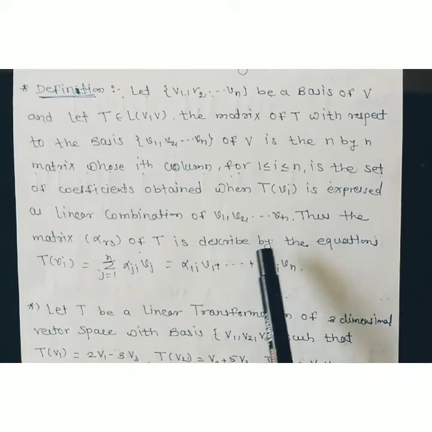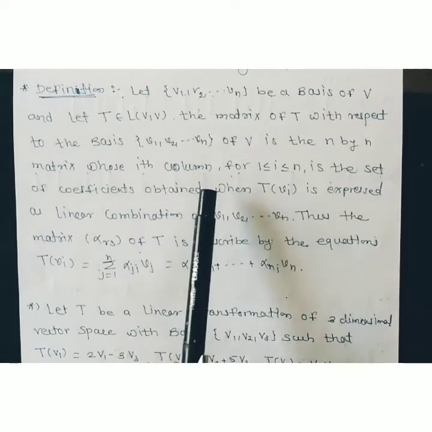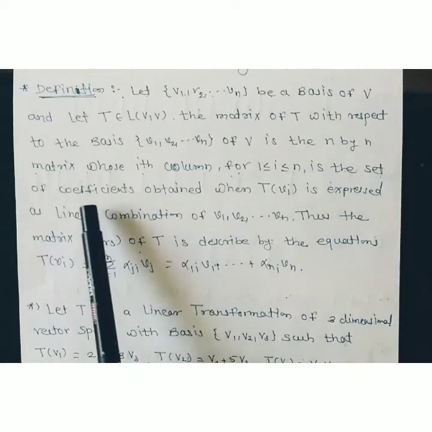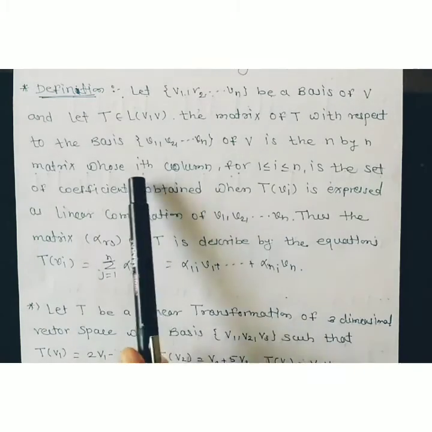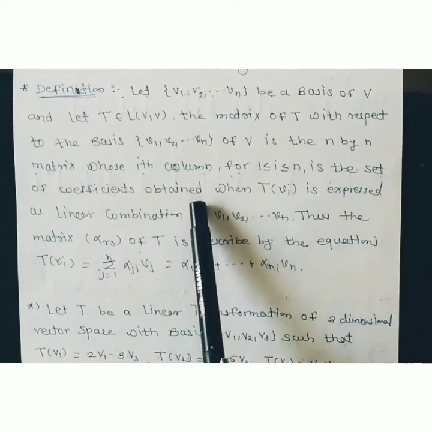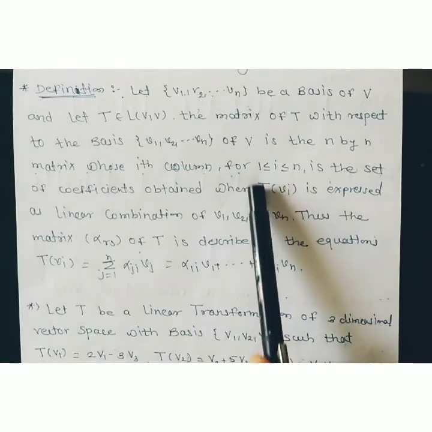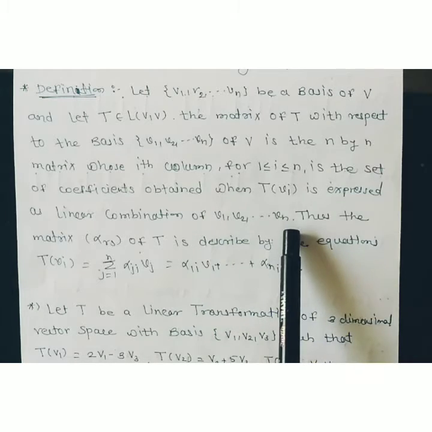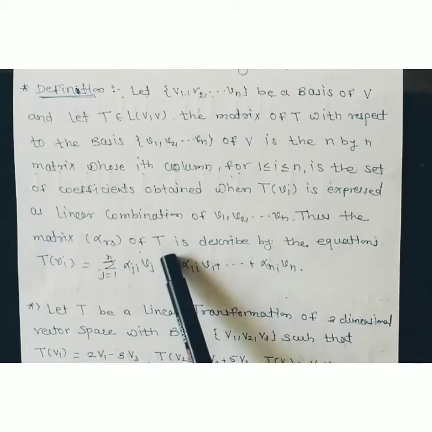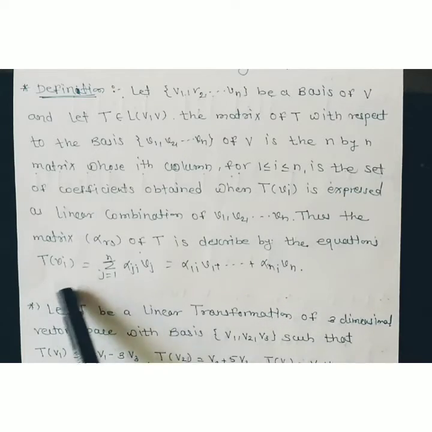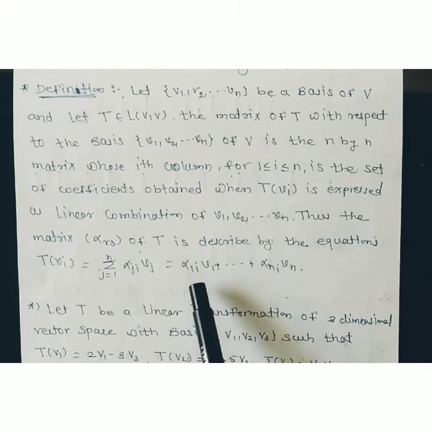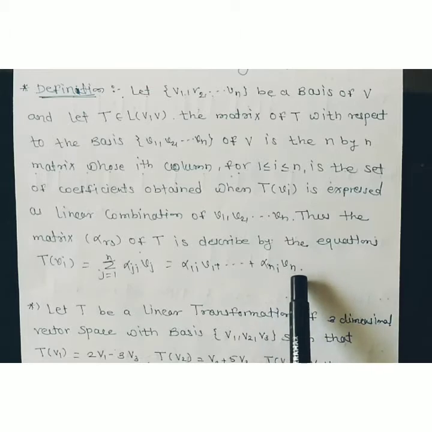So how can it be calculated? Suppose we have to calculate the ith column of this matrix. The entries in the ith column are nothing but the coefficients obtained when we express T(vi) as a linear combination of the basis vectors v1, v2, up to vn. Thus the matrix (alpha rs) of T is described by the equation T(vi) = summation j running from 1 to n of alpha ji vj, which is equal to alpha 1i v1 plus so on plus alpha ni vn.